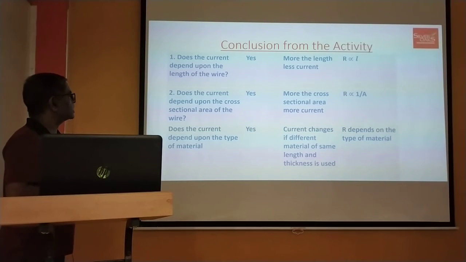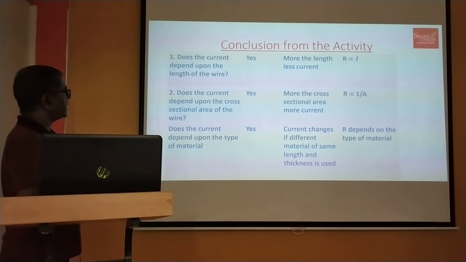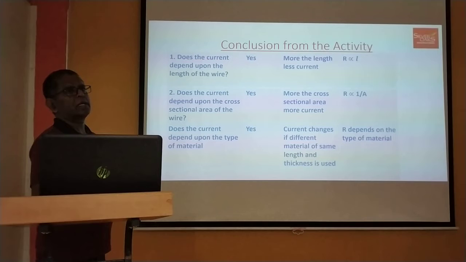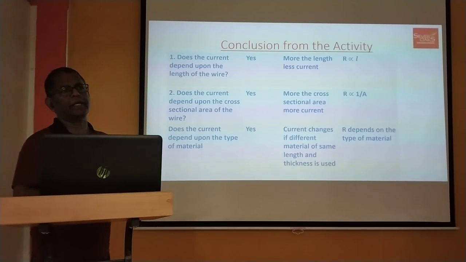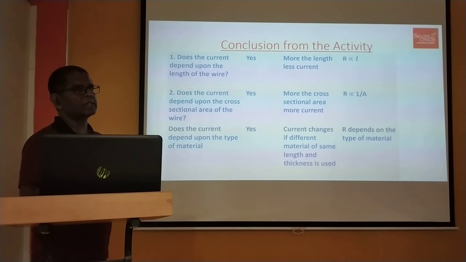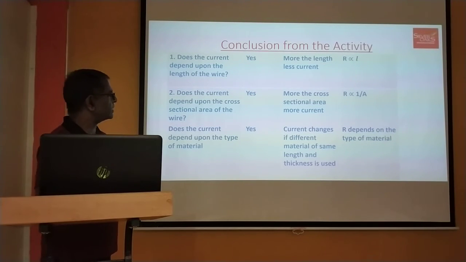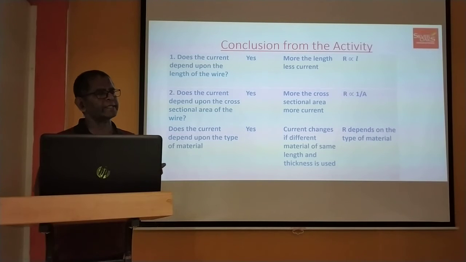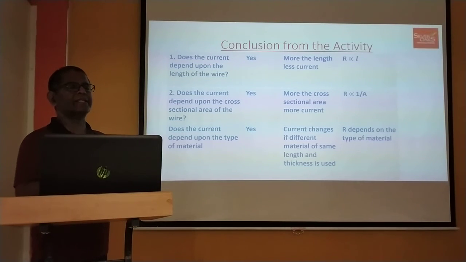Question number 2. Does the current depend upon the cross-sectional area of the wire? If you see the difference between serial number 1 and serial number 3, when the thickness was doubled, that means the diameter was 0.4, what happened to the current? Current jumped to almost 4 times. So, more the cross-sectional area, more is the current. More is the current means less is the resistance.